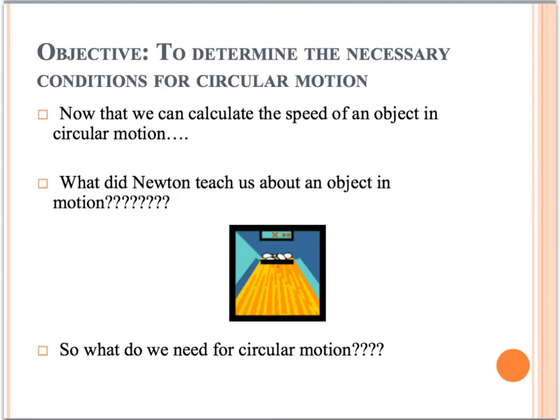So now that we can calculate the speed of an object in circular motion, we need to think about what Newton taught us about an object in motion. What was Newton's first law again? That's right. An object in motion tends to stay in motion along a straight line. So what do we need for circular motion? Well, if the velocity is going to change direction, then our object must be accelerating.